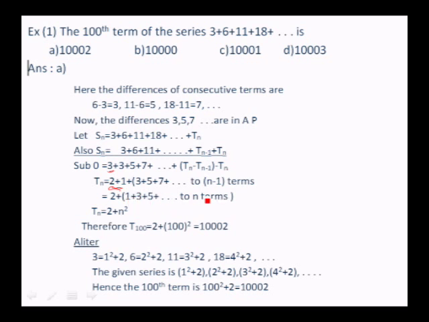It reduces some work. You can easily write Tn is equal to 2 plus n square. I want T100, put 100 in place of n, it is 2 plus 100 square, that is 10,002. Another thing: looking at this series in this particular example, you can write 3 as 1 square plus 2, 6 as 2 square plus 2, 11 as 3 square plus 2, 18 is 4 square plus 2. So the 100th term is 100 square plus 2, you can write 10,002.